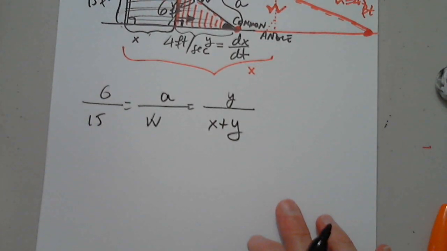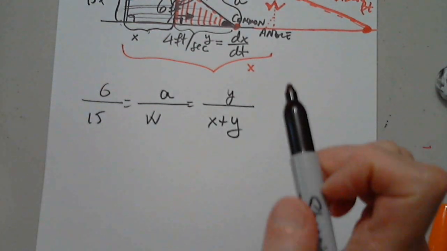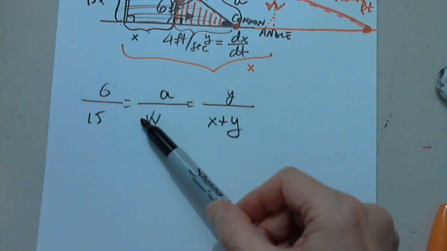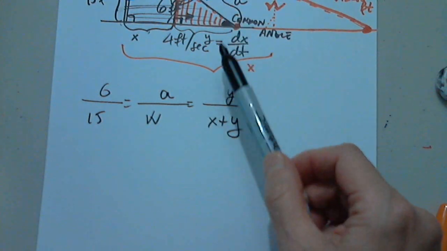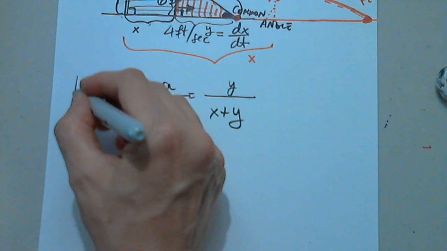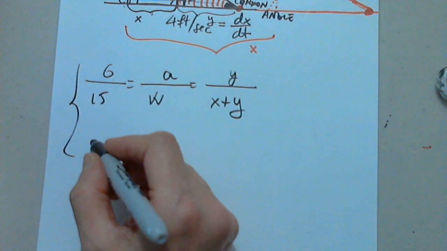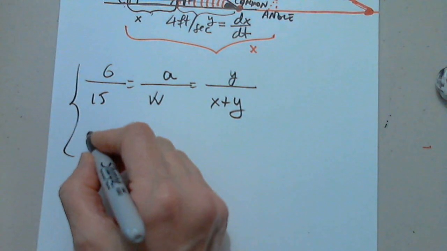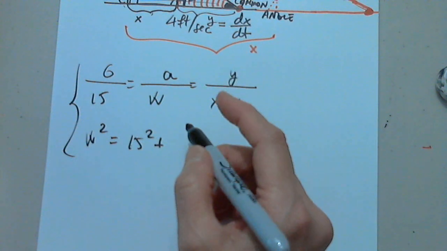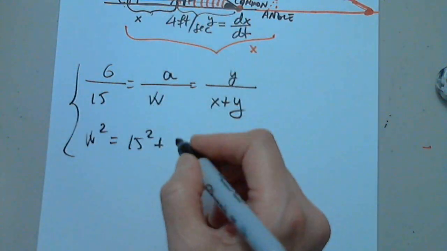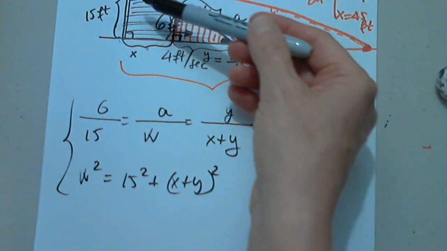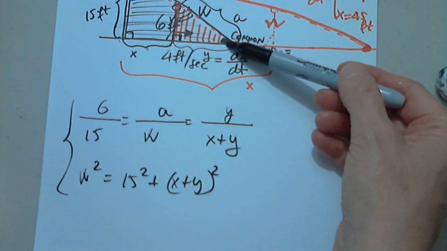Okay. I only have dx over dt. So I really cannot use A. So we'll see how we come up with this expression for W. Of course, the same idea. I have W squared equals 15 squared plus X plus Y squared.